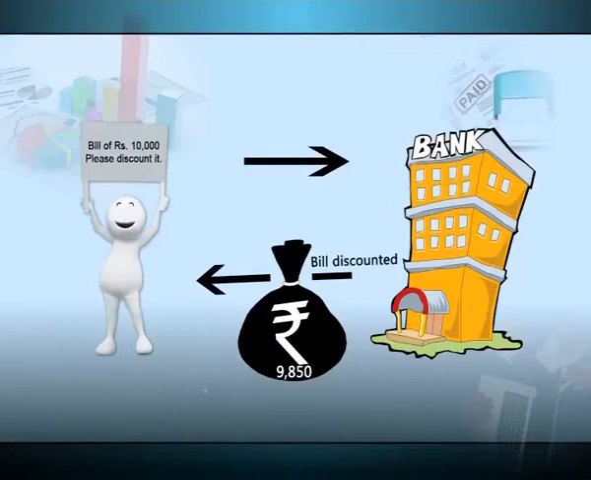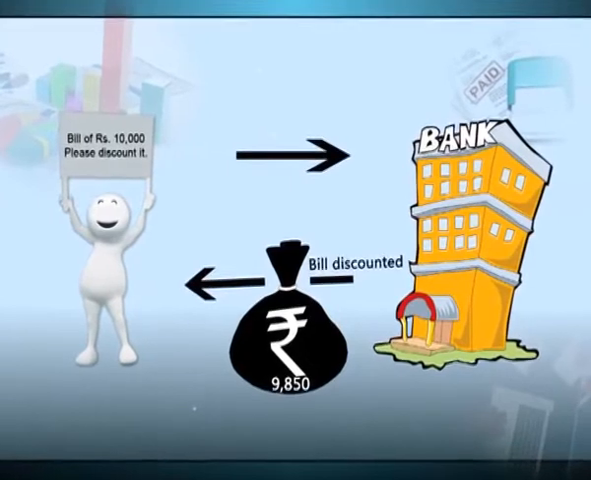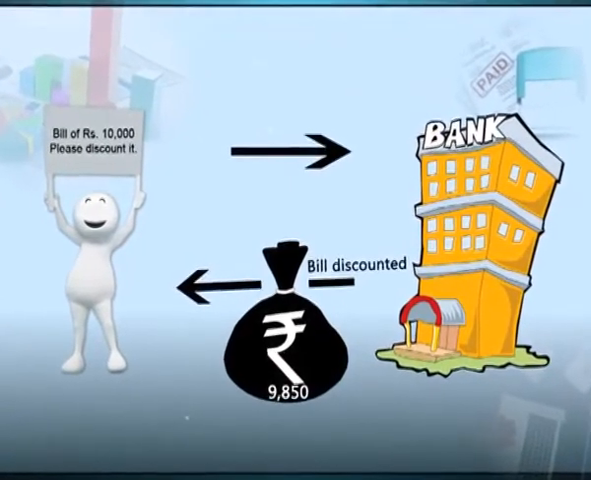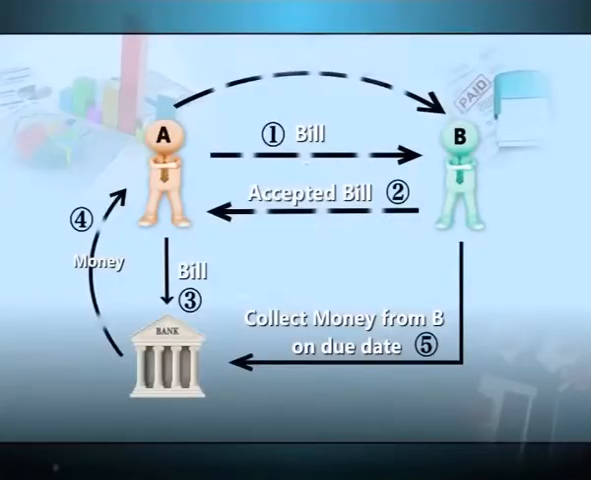Bank will take that bill as a security, calculate the interest for the number of days which are left aside in getting the money. Accordingly, that interest will be deducted from the amount of the bill, and the remaining amount will be paid to A, the seller. On the due date, bank will approach the buyer named as B: sir, you have accepted a bill, please make the payment. Now, B will make the full payment to the bank.